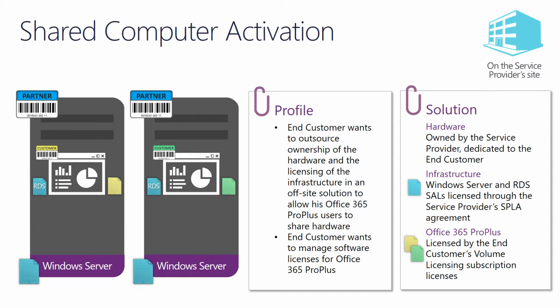Note that enterprise plans, such as Office 365 E3 and E5, which contain Office 365 Pro Plus, are eligible licenses, but the smaller business plans, such as Office 365 Business, are not. So this is the first choice for an end customer. They can work with their existing service provider who can host this solution for them. But what other alternatives are there?